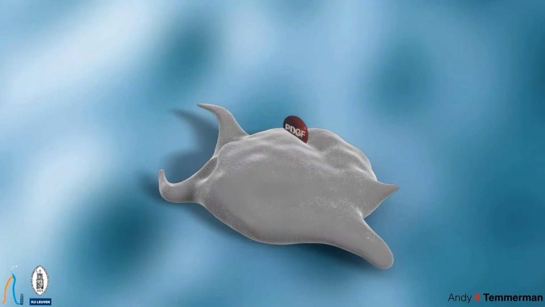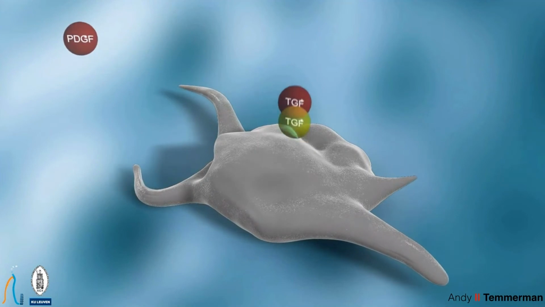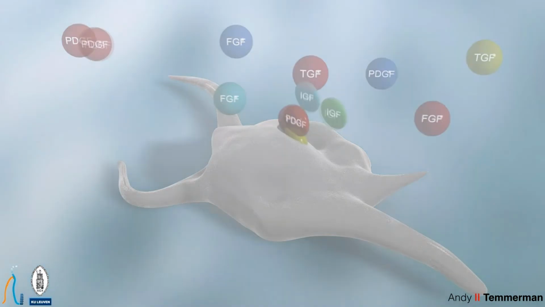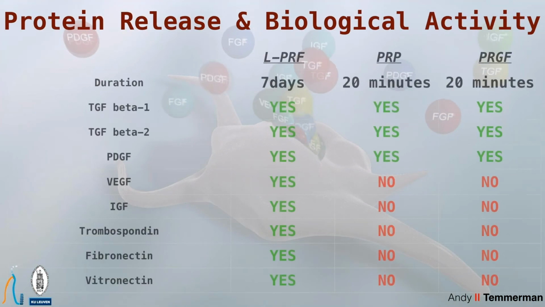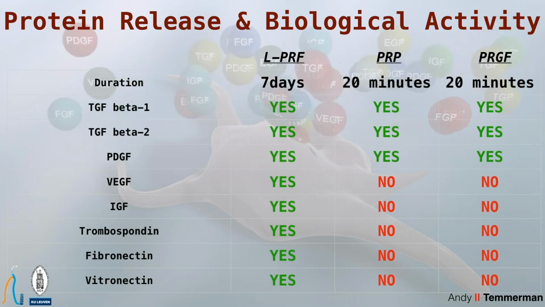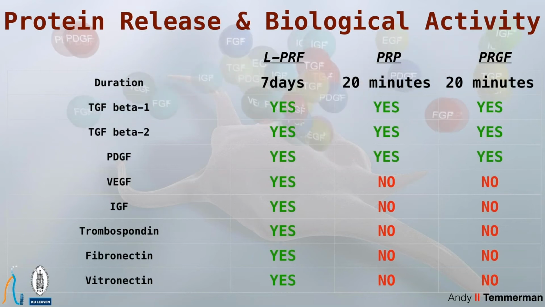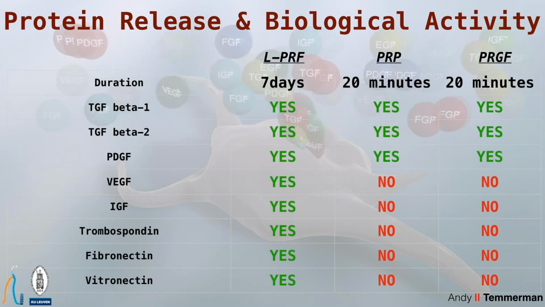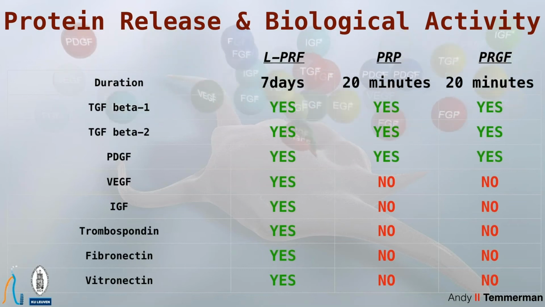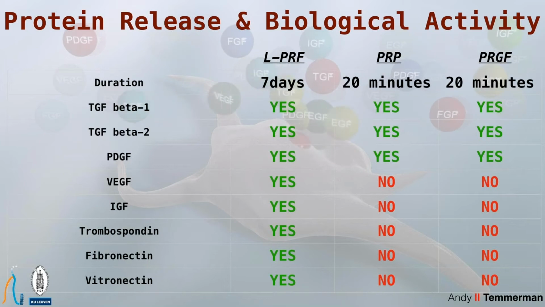And of course, there is a difference when it comes to the protein release and the biological activity between the first and the second generation. Whereas the first generation was able to release transforming growth factor and platelet-derived growth factor for approximately 20 minutes, PRF is able to release transforming growth factor, PDGF, VEGF, IGF for approximately 7 days, which has been shown also by my colleague, Dr. Ana Castro, in recent studies.